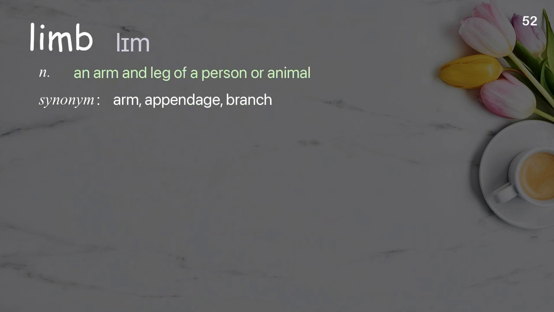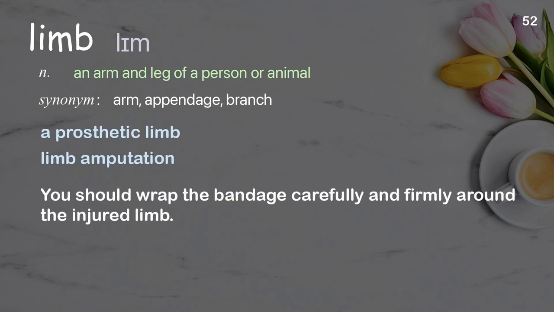Limb. An arm or leg of a person or animal. Examples: a prosthetic limb. Limb amputation. You should wrap the bandage carefully and firmly around the injured limb.